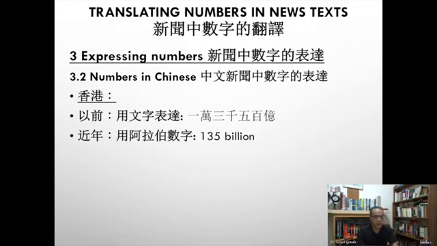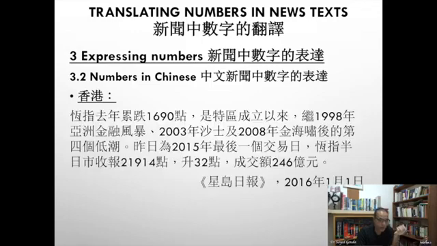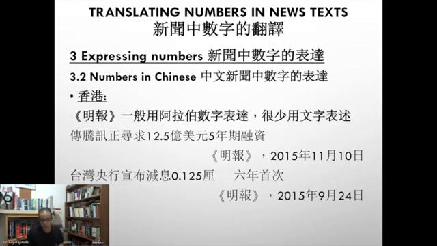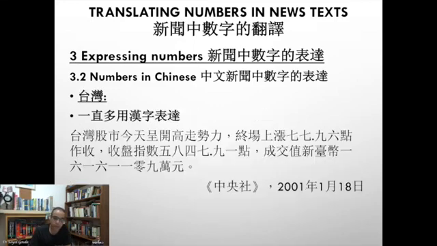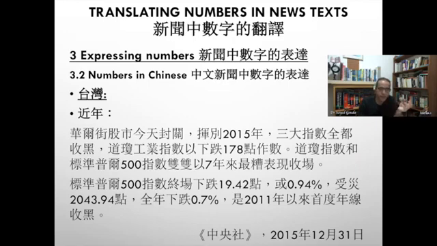And also numbers in Chinese. It's different between Hong Kong, Taiwan, and China. In the past, they all used to write the numbers in words. But nowadays they use Arabic numbers. Even though Taiwan still uses the words, recently even in Taiwan, they started to use Arabic numbers. In China, they use Arabic numbers all the time, all the way. In Hong Kong, they use both, but now they tend to use the Arabic numbers much more, because using the Arabic numbers really saves space on the page, and this is what they need.